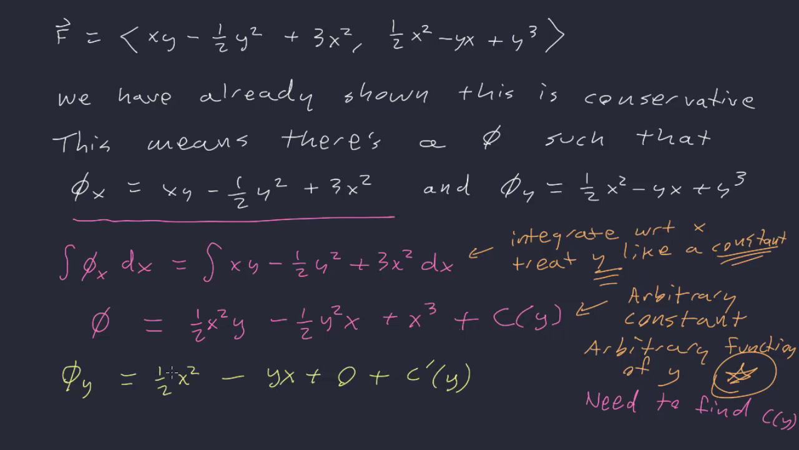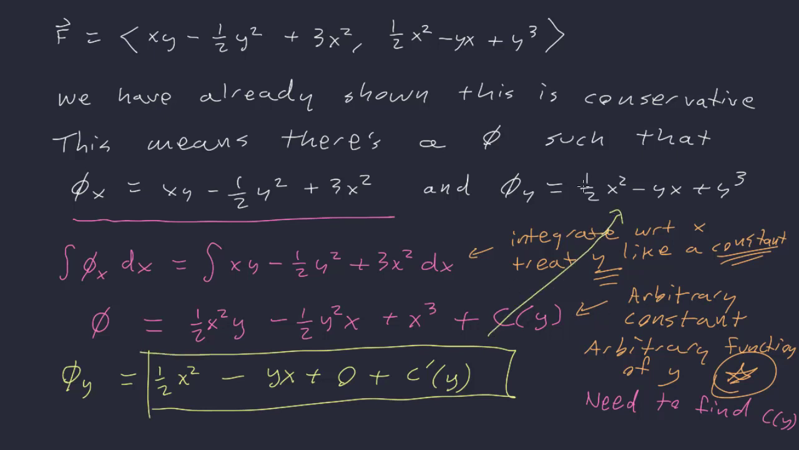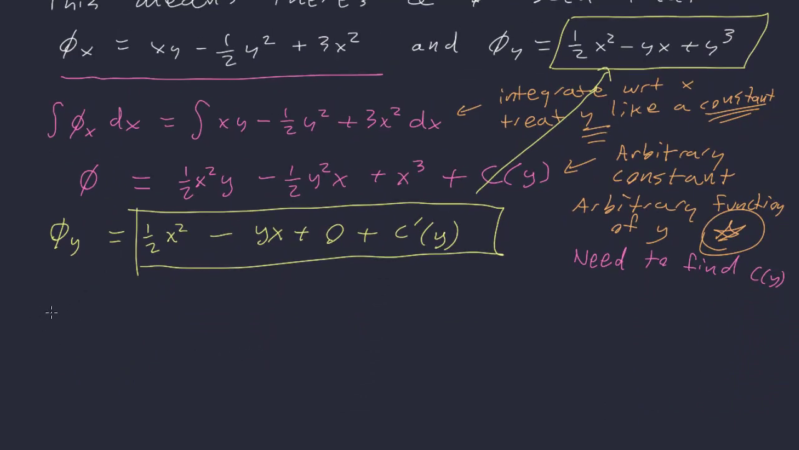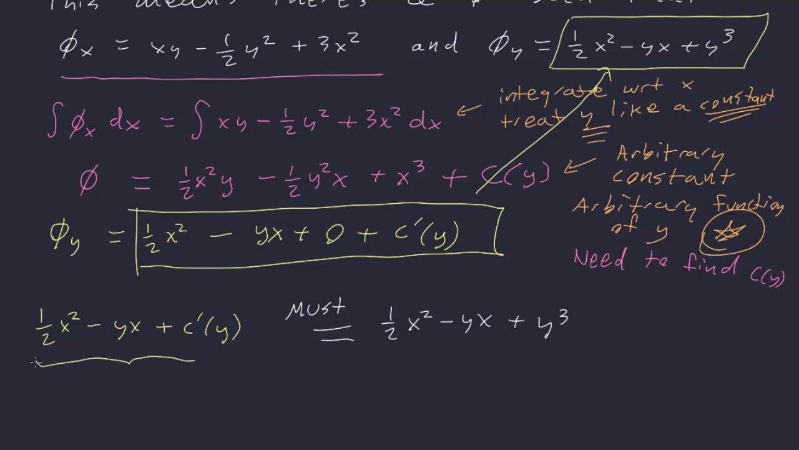Now, what has this given us? Well, we're going to compare this to what we have up here. Right? So we're going to compare it to our g. So, in other words, 1/2 x squared minus yx plus c prime of y must equal, okay, 1/2 x squared minus yx plus y cubed. This came from our work.